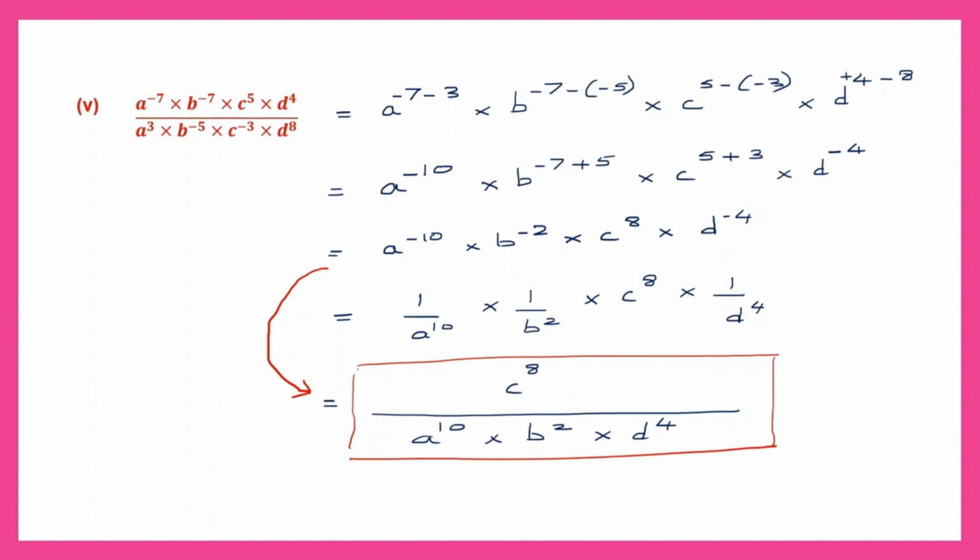We can also write this as c to the power of 8 by a to the power of 10, b to the power of 2 and d to the power of 4. So this is without the multiplication sign. It's understood when there is no sign in between that it is a multiplication sign. So the answer can be in this form or straight away in this form.